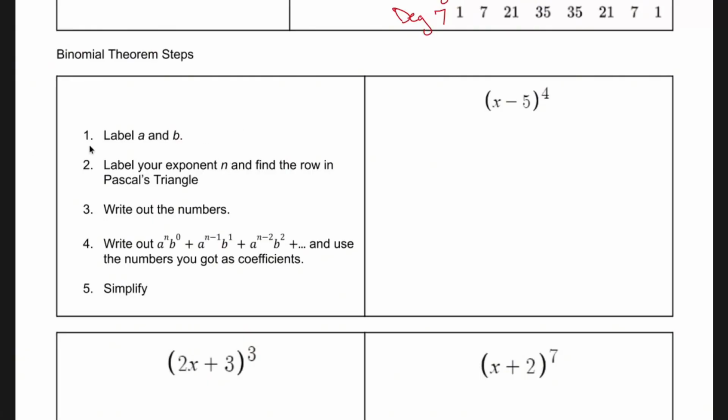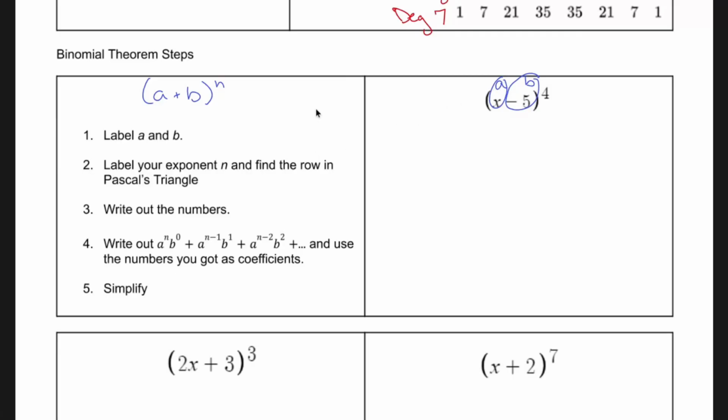What you're going to do first is you're going to label a and b. So the first term in a parentheses is going to be a and the second is b. What the binomial theorem does is it lets you FOIL things out without having to actually FOIL it. You're given something like a plus b to the n, and you're going to have to FOIL it out. Okay, now I'm going to label x as a, and b is going to be negative 5. So a is x, b is negative 5.